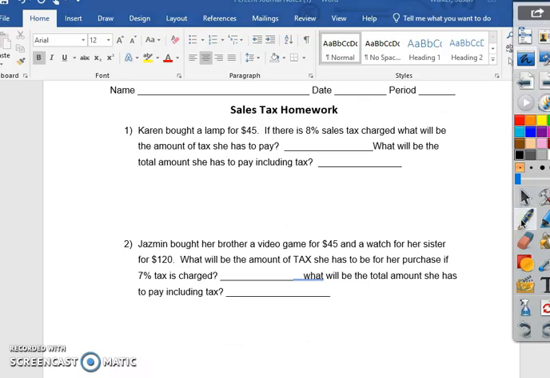So we are on the page that says sales tax homework, and this says, Karen bought a lamp for $45. If there is 8% sales tax charged, what will be the amount of tax she has to pay? This is only asking for the tax, okay? So remember, we change the percent to a decimal, 1, 2, and multiply, right? Change the percent to a decimal and multiply.